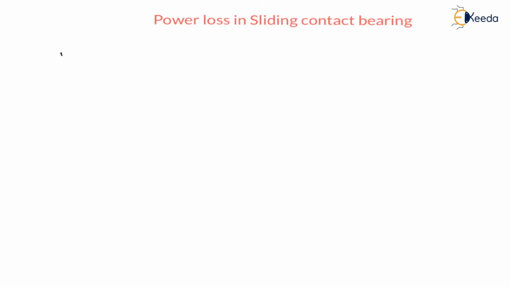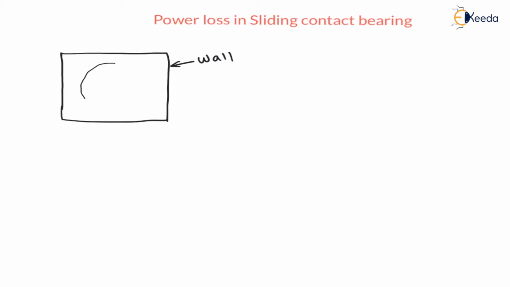Let us say there is a wall. Now in this wall, if I simply drill one hole, let us say this hole is made inside the wall, then this hole becomes a sliding contact bearing. Inside this wall a simple hole is drilled and this becomes a bearing.